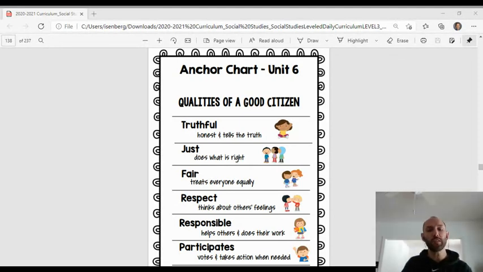Another way as a good citizen you can participate is you can participate by voting in the election. So whether that's for the president of the United States or voting in our local elections where we're voting for people that are going to help us run our communities and our towns, we need to participate.